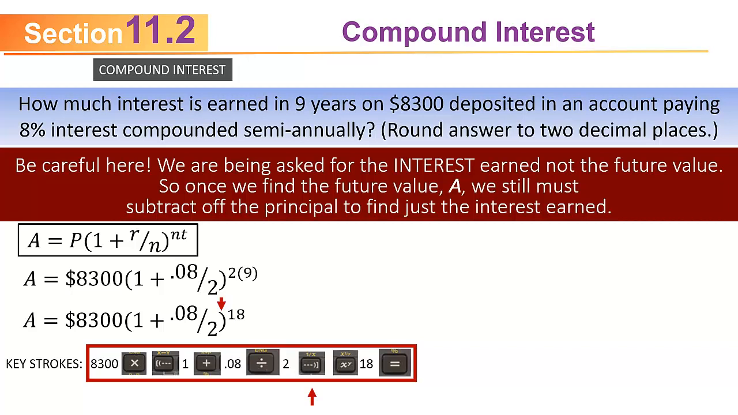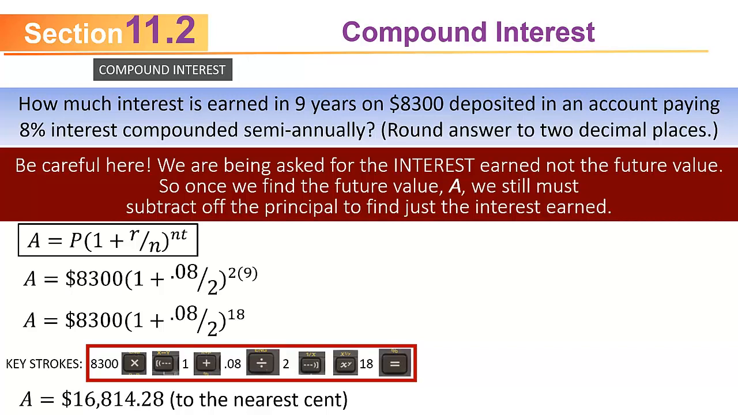The 18 is in the power, so I have to hit the X to the Y, which is the power key. That tells the calculator that I'm about to type in a power. Now I can type in 18, and when I press equal to, the display should show $16,814.28 rounded to the nearest cent.